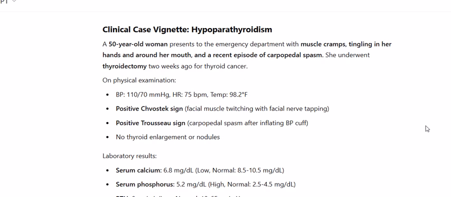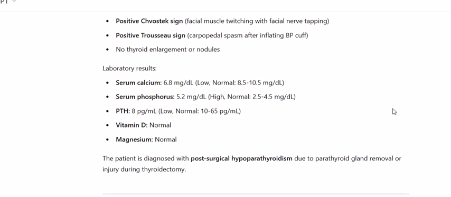Laboratory results: serum calcium 6.8 mg/dL, low, normal 8.5 to 10.5 mg/dL. Serum phosphorus 5.2 mg/dL, high, normal 2.5 to 4.5 mg/dL. PTH 8 pg/mL, normal 10 to 65 pg/mL. Vitamin D normal. Magnesium normal. The patient is diagnosed with post-surgical hypoparathyroidism due to parathyroid gland removal or injury during thyroidectomy.